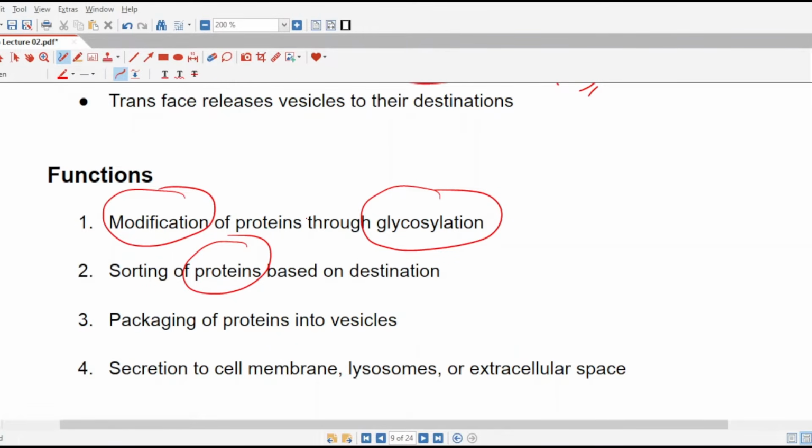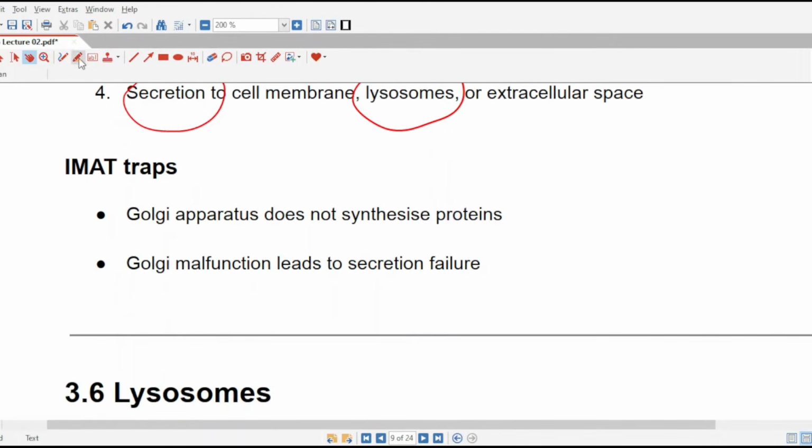And you can compare Golgi apparatus to traffic police, because also traffic police sometimes gives you the direction when needed. And packaging, we have covered that, and secretion as well. Secretion to cell membrane. And lysosome, this organelle is basically made by Golgi apparatus. Okay. IMAT traps. Golgi apparatus doesn't synthesize proteins, and Golgi malfunction leads to secretion failure. Whenever you see that secretion failure is present in a question, you must remember Golgi malfunction. And Golgi apparatus doesn't synthesize protein, it only packages it.